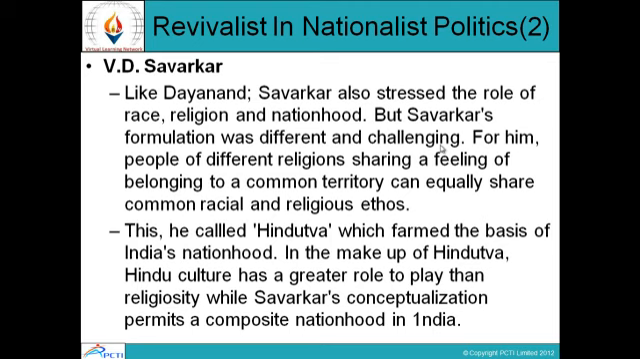This he called Hindutva, which formed the basis of India's nationhood. In the makeup of Hindutva, Hindu culture has a greater role to play than religiosity, while Savarkar's conceptualization permits a composite nationhood in India. So Hindutva is formed by the Hindu organization, by the Hindu people, and it also comprises cultures, religions, and castes of different communities. And that is free from discrimination and prejudice, and that comprises also the idea of nationhood.